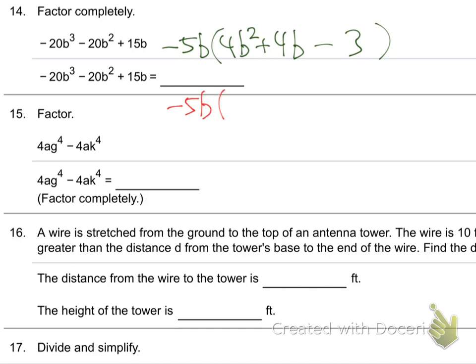Now's the guessing thing. So what multiplies to be 4b squared? 2b, 2b. What multiplies to be 3? 3 and 1, or 1 and 3?